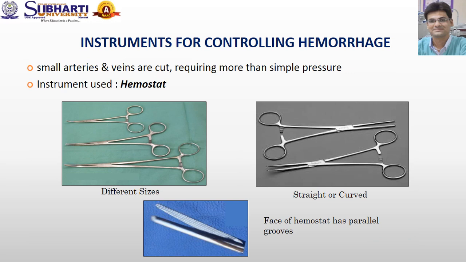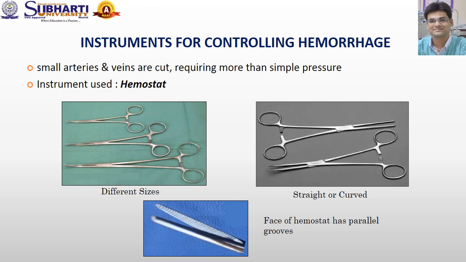When an incision is made in the tissue, small arteries and veins are cut, and this results in bleeding, which is usually controlled by pressure application. When the bleeding occurs from a larger vessel, it is not easily controlled by pressure application. They require a hemostat to control the hemorrhage.